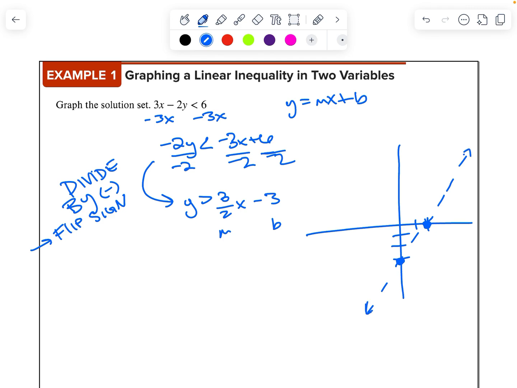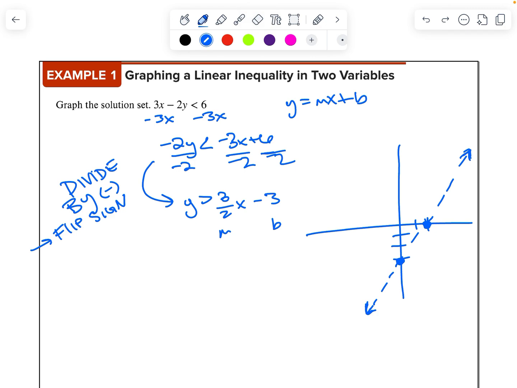And now, anytime we can check the point (0, 0), we should, because it's going to be a really easy point to check. It's going to make things go away. It's going to make things cancel out. So what we need to know is, can we shade this way or can we shade this way? We're going to have to shade half of this graph.